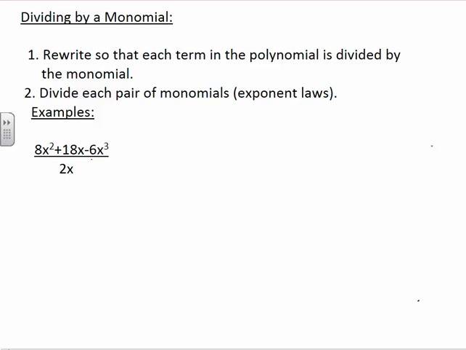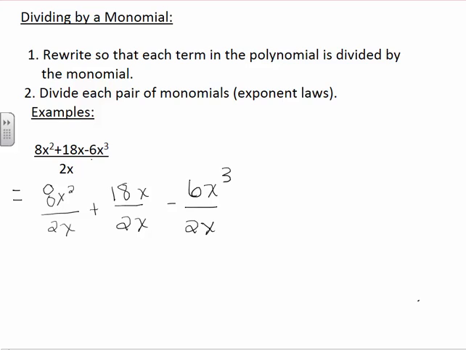Our final example here is 8x squared plus 18x minus 6x cubed, all divided by 2x. So this is a situation where we will have to do step 1. We will have to rewrite it so that each term in the polynomial is divided by the monomial. So we do that as follows. We would do 8x squared divided by 2x plus 18x divided by 2x minus 6x cubed divided by 2x. So as you can see, I've rewritten it so that every term in this polynomial gets divided by this monomial.